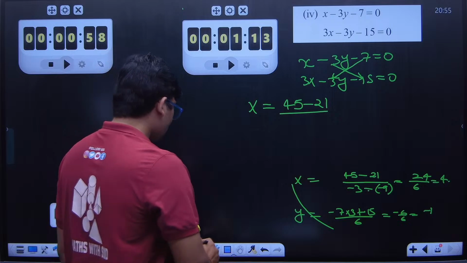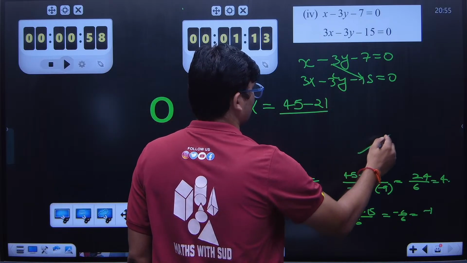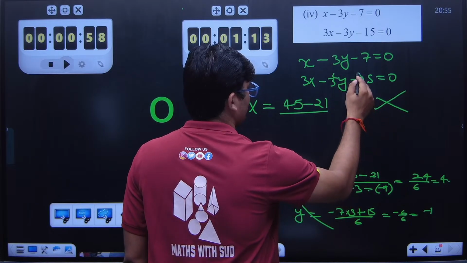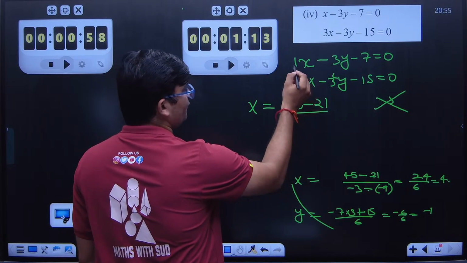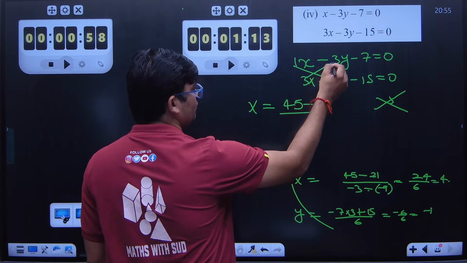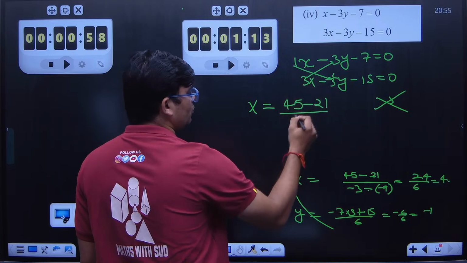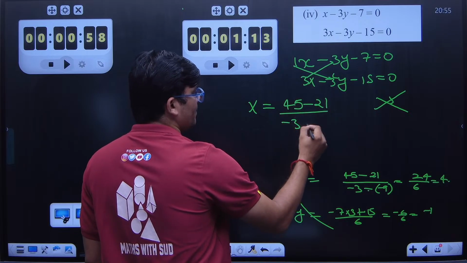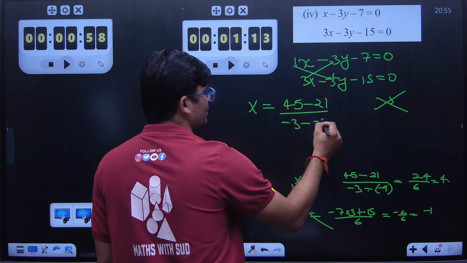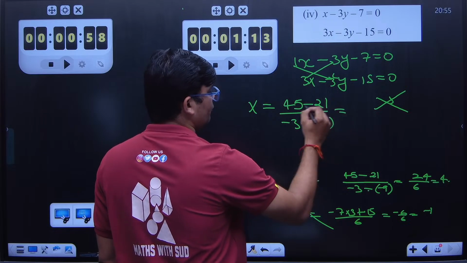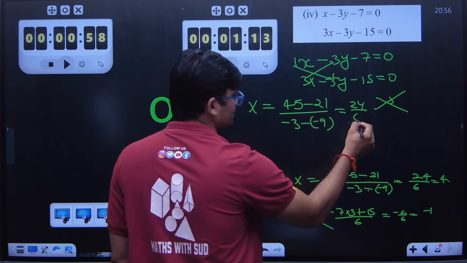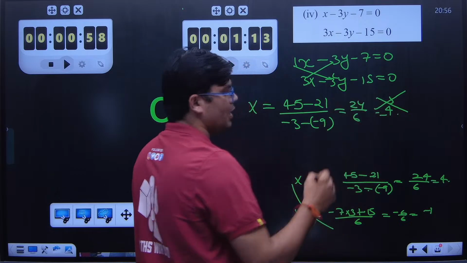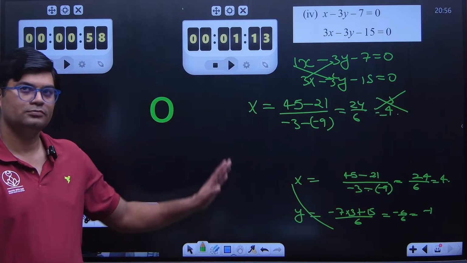For the division, you have a very fixed denominator. The denominator is the cross multiplication of the coefficients of x and y. So 1 into minus 3 is minus 3, minus 3 into minus 3 is minus 9. Alright. So 45 minus 21 is 24, divided by 9 minus 3, which is 6. So the answer is 4. Are you getting it? Yeah.